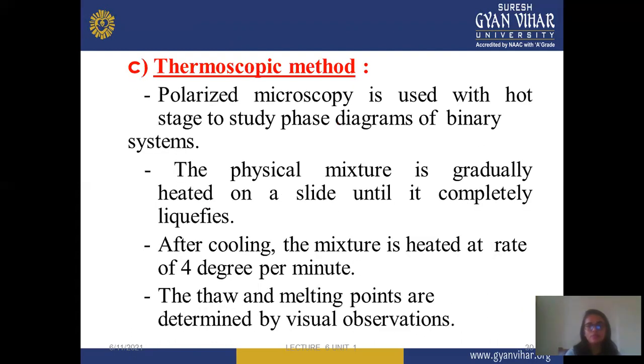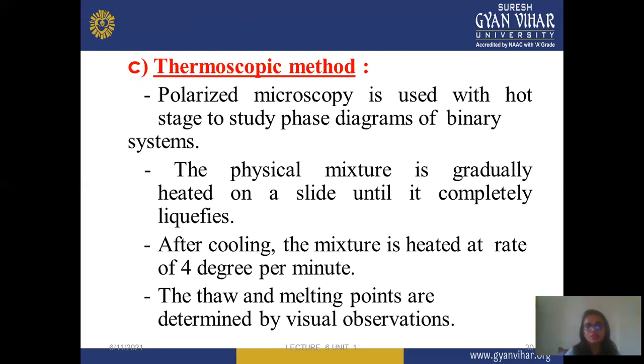Next is the thermomicroscopic method. In the thermomicroscopic method, polarized microscopy is used with a hot stage to study the phase diagram of a binary system, and the physical mixture is gradually heated on a slide until it is completely liquefied.